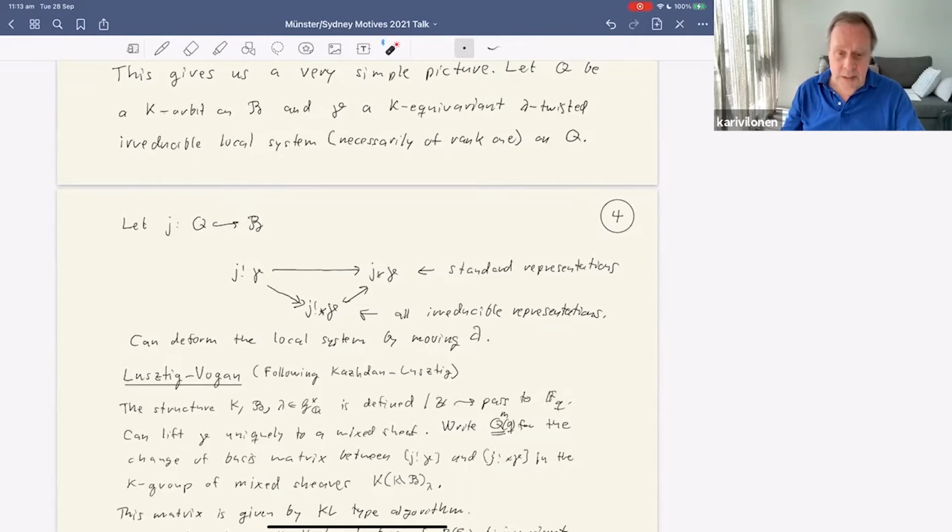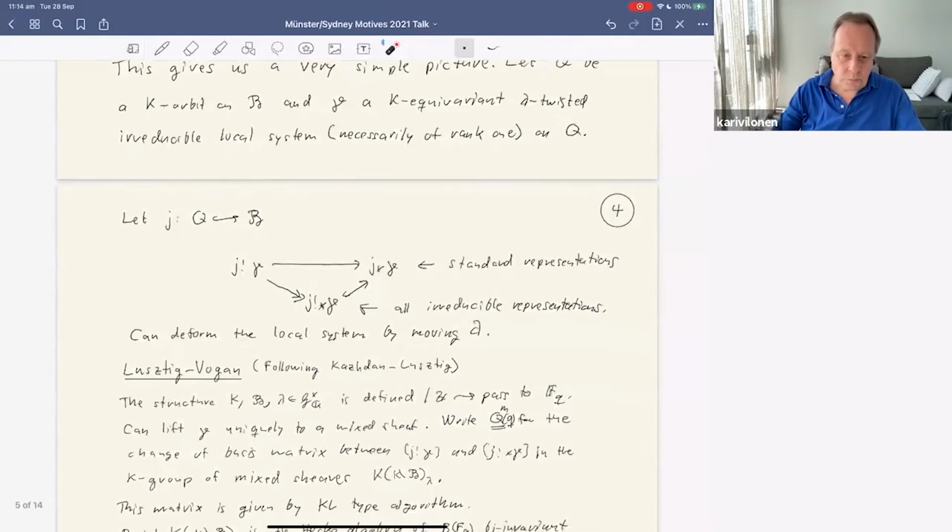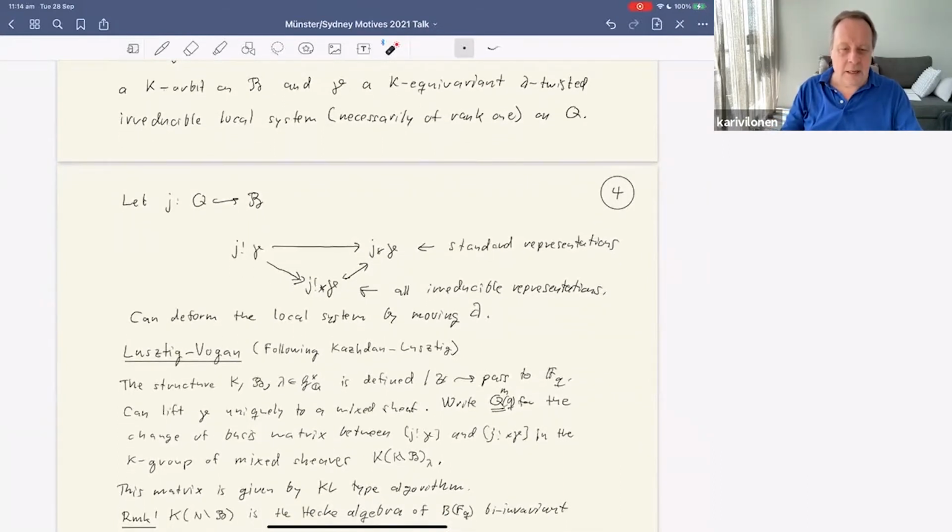When you do this, you can now write g_{Q,M}, M for mixed, for the change of basis matrix between the j lower shriek basis and the j lower shriek star basis in the K group of mixed sheaves. The point is that this matrix is given by some Kazhdan-Lusztig type algorithm. There's some algorithm to determine the entries of the matrix. I don't know how good you think this answer is for telling me what the multiplicities really are, because the algorithm is a bottom-up thing. If I take two representations and I want to know what the entry of the matrix is, I have to work very hard. I can't just directly tell that.